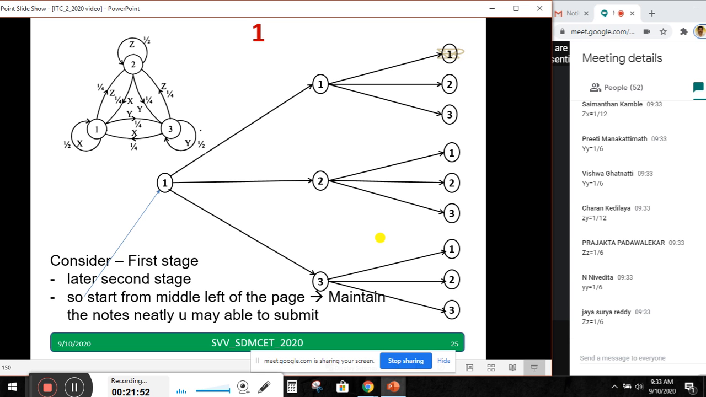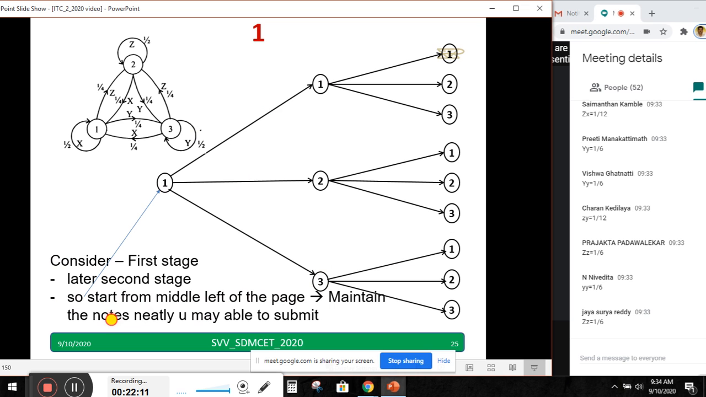What you have to do, this is what you are going to draw now. So consider this first stage. Only the first stage, this much we will write now in the beginning. Start from the middle left of the page. You have to take a new page.